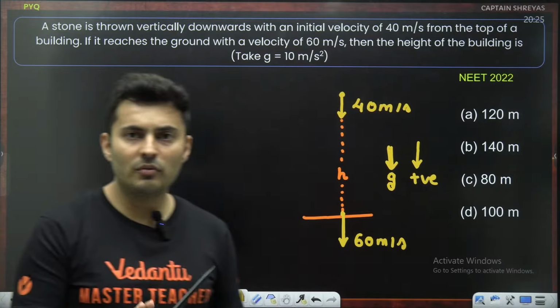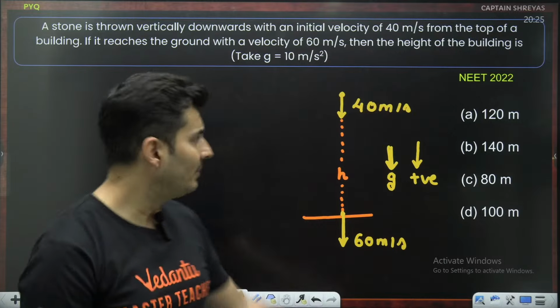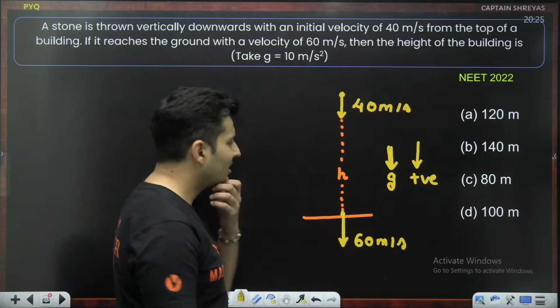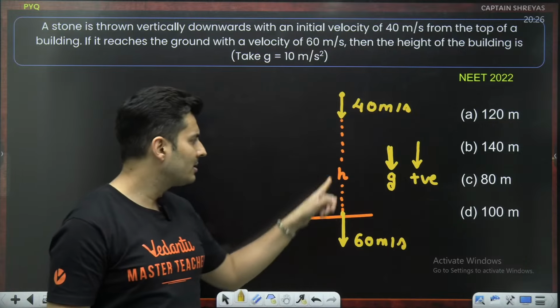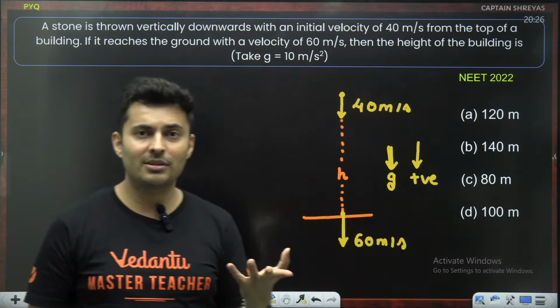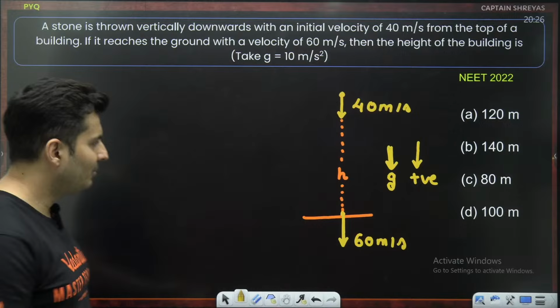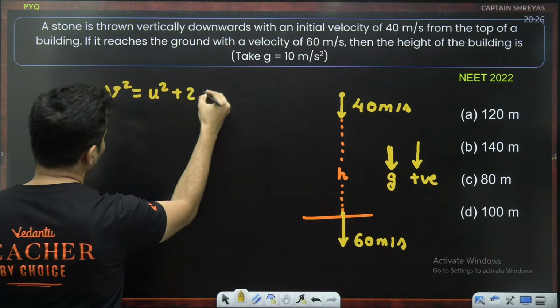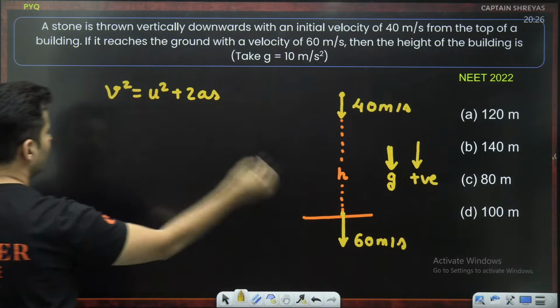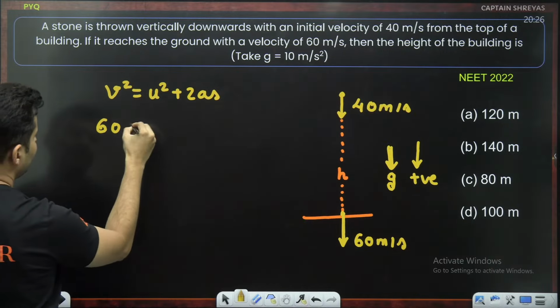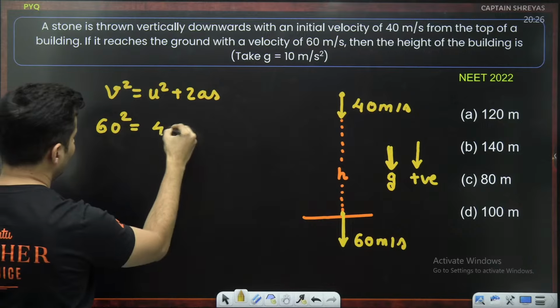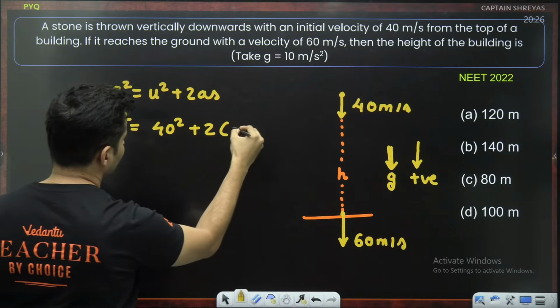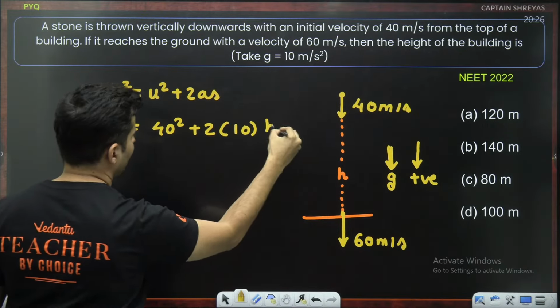I can't use any known formulas apart from kinematics because I'm not dropping it. Which equation do I use? Initial speed, final speed, displacement. Time is not given. Third equation, right? Makes sense? So let's use the third equation. v square is u square plus 2as, taking downwards as positive. So downward final velocity is 60. Initial velocity downward is 40. Acceleration is plus 10. Displacement is h.